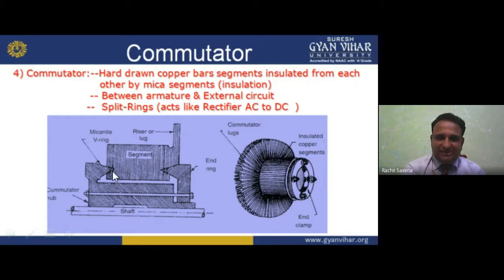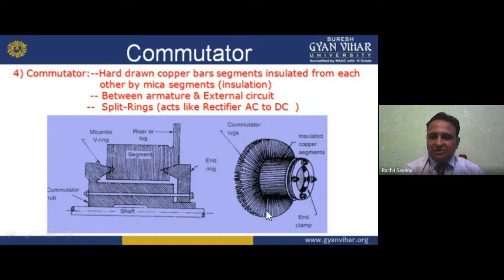This is the basic internal construction, and this is the outer part. Here we have the commutator hub. This is the shaft, so it is placed on the shaft. Now these are the insulated copper segments. These are the bars, also known as copper bars, and these are the commutator lugs. We make a connection with them.